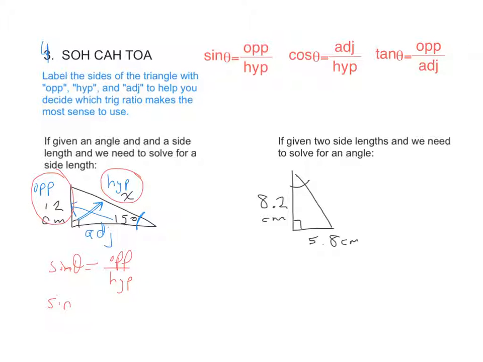If I fill in what I know, I have the sine of 15 degrees being equal to 12 over x. Now x is on the bottom, so we have trouble solving when it's on the bottom. So I'm going to multiply both sides by x. And then that leaves me with x times the sine of 15 degrees being equal to 12. And then to get x by itself, I'm going to divide both sides by the sine of 15 degrees. Let's see if I can squeeze that in a little bit higher up here. So we're going to divide by the sine of 15 degrees on both sides.